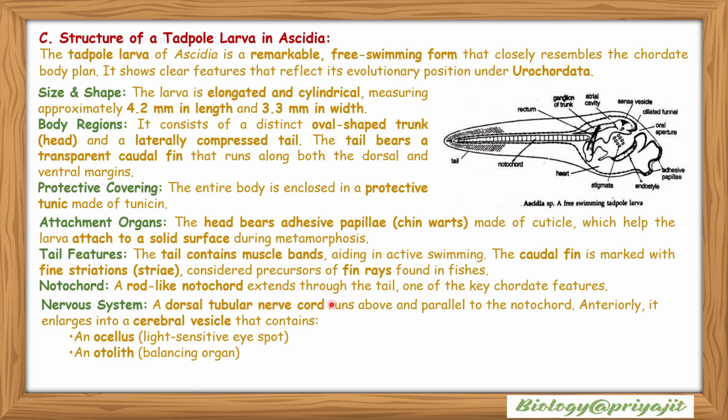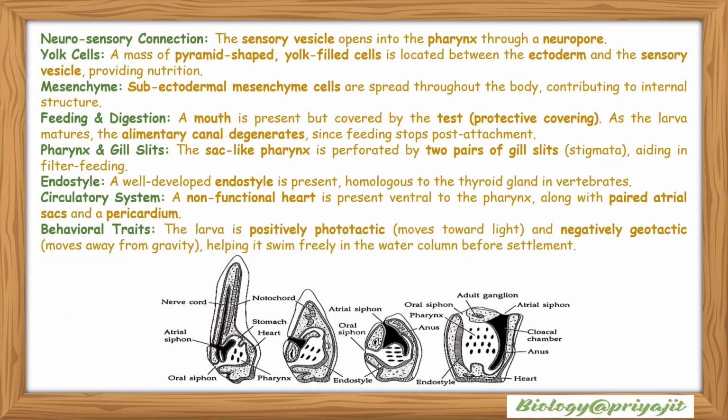Notochord. A rod-like notochord extends through the tail, one of the key chordate features. Nervous system. A dorsal tubular nerve cord runs above and parallel to the notochord. Anteriorly it enlarges into a cerebral vesicle that contains an ocellus, the light-sensitive eye spot, and an otolith, which is a balancing organ.